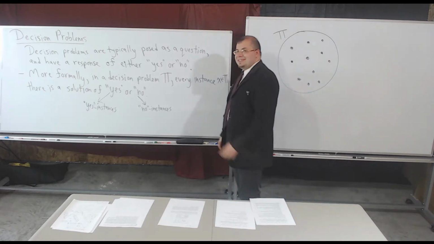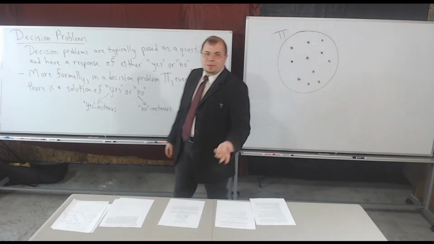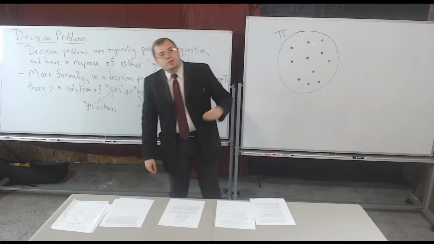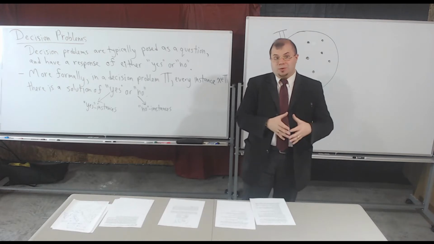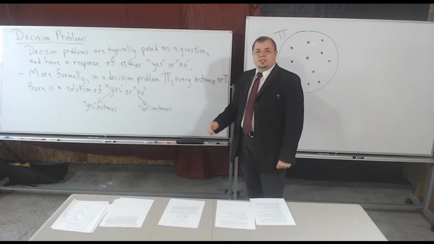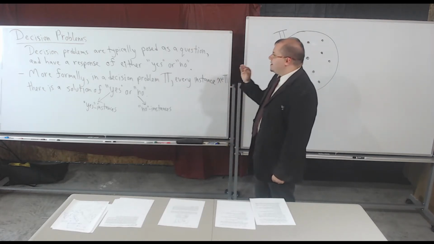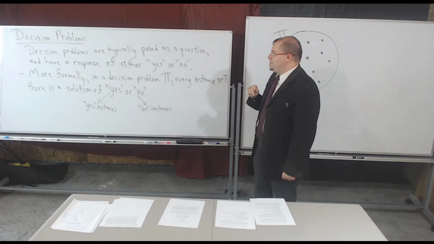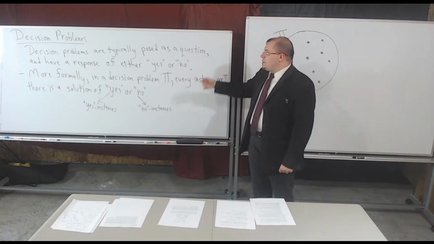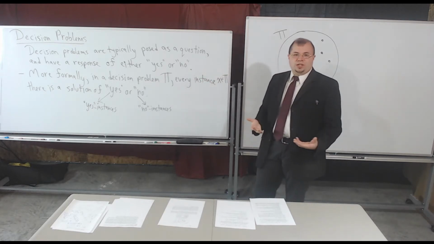Because they oftentimes tie in for how we can approach optimization problems, or you can look at optimization problems as a generalization of a decision problem. Many problems in computer science are typically formulated as types of decision problems, or at least can be reduced to decision problems. So you can think of a decision problem as one that's typically posed as a question.